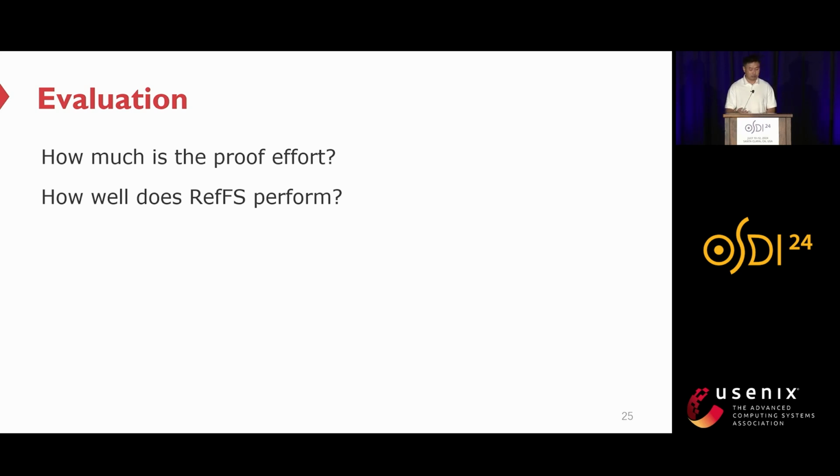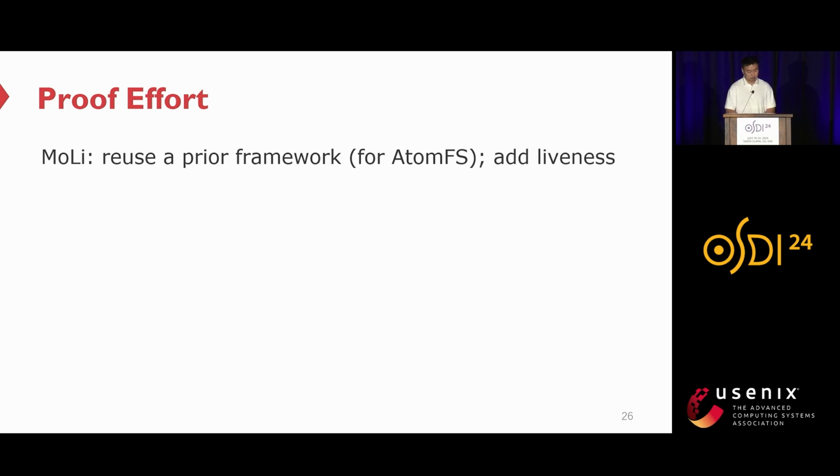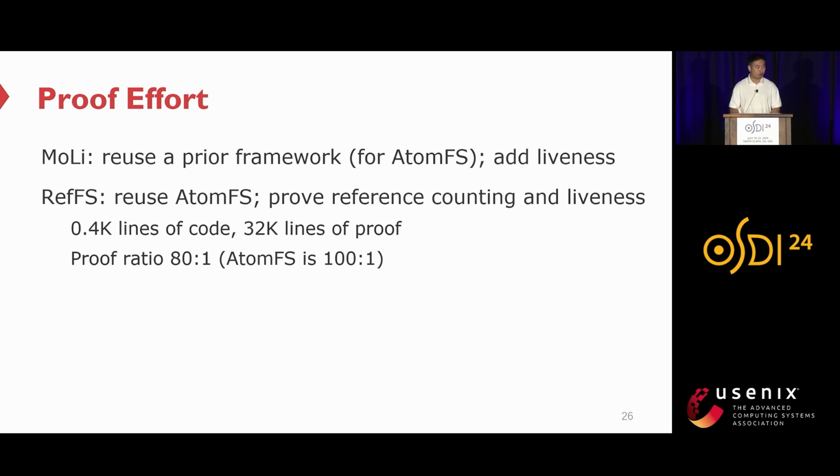Next, we evaluated the proof effort and the performance of RefFS. The Moli framework uses our prior framework for C language support and concurrency reasoning. Moli mainly adds support for liveness. RefFS also reuses the internal functions of AtomFS, but leverages reference counting for path traversals. The proof ratio of RefFS is about 80:1, which is lower than AtomFS, even when we additionally prove liveness.